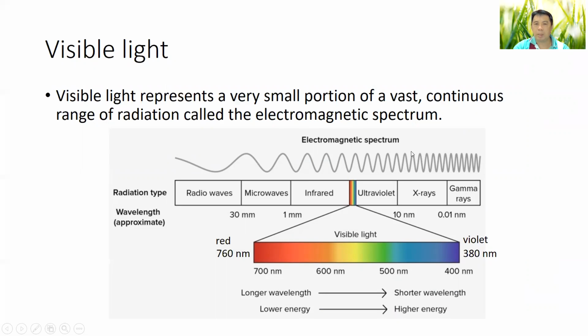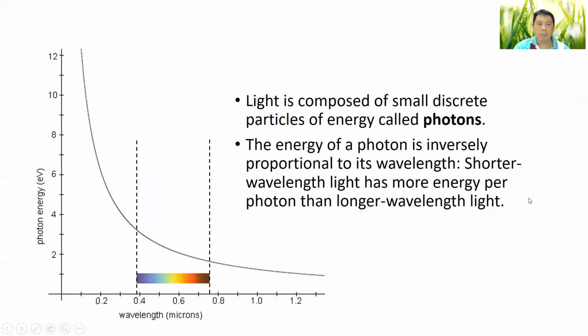From the electromagnetic spectrum, this is the long wavelength and this is the short wavelength. The short wavelength is more dangerous. In the middle, the average, is the visible light, from 380 nanometers, which is the violet color, to 760 nanometers, which is the red color. After that is the far red.